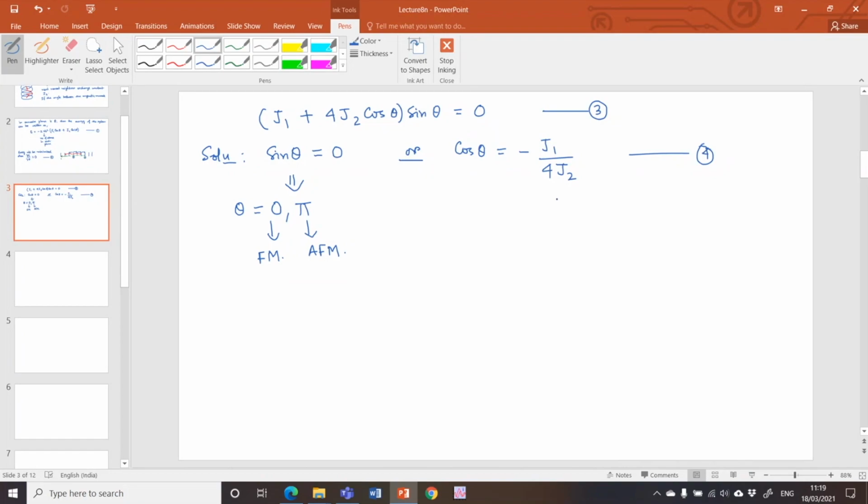So the other solution gives us something other than ferro or antiferro. This solution corresponds to helical ordering, also known as helimagnetism. Okay. So let us now see what exactly happens here.